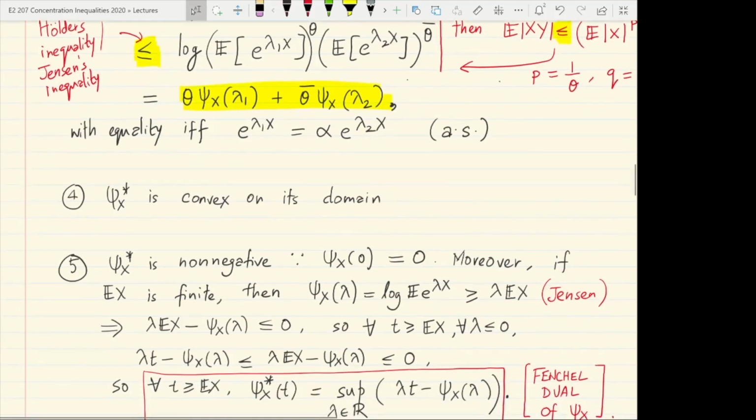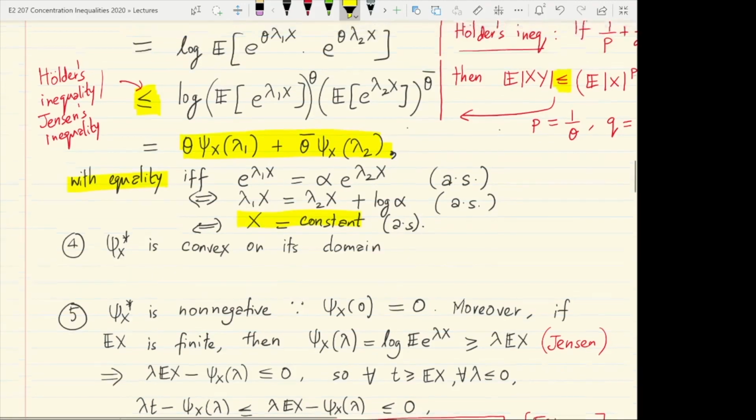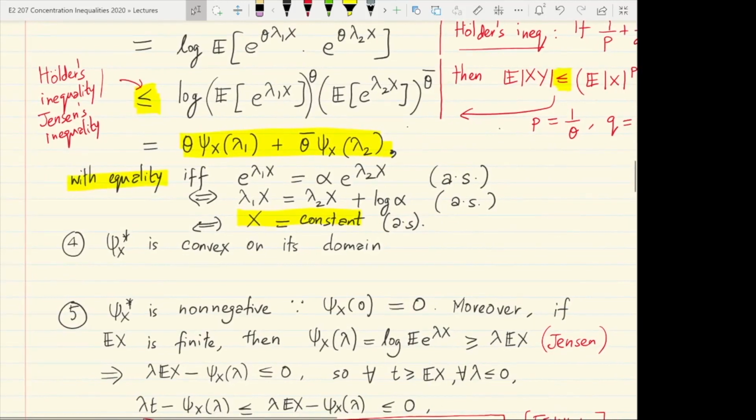Okay, and this is if and only if, you take logs on both sides, lambda 1 x is equal to lambda 2 x plus some log alpha, which is another constant almost surely, and this is equivalent to x being a constant. Okay, so the only way that equality holds is if x is equal to a constant. So if x is not a constant random variable, then you will always have strict inequality, okay, inherited from Holder's inequality. So let me make some space here.